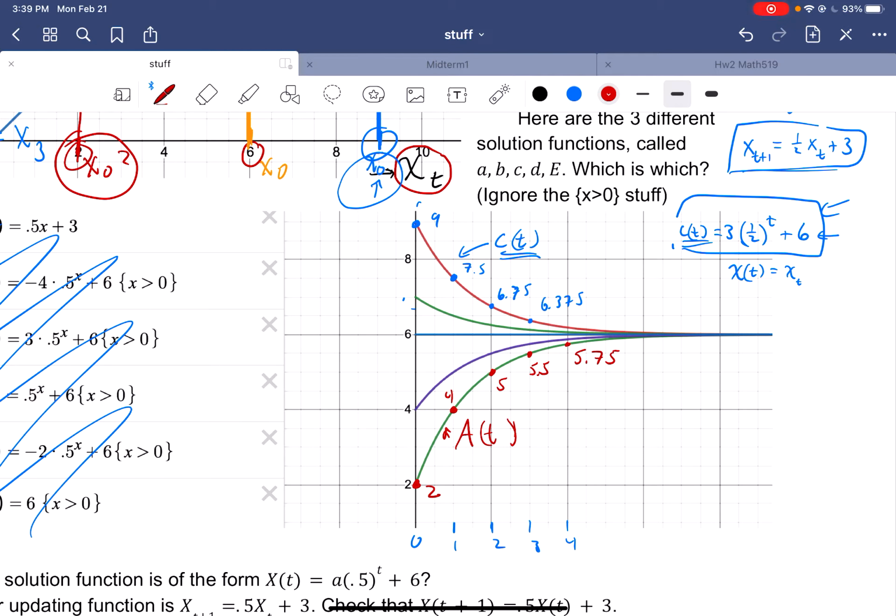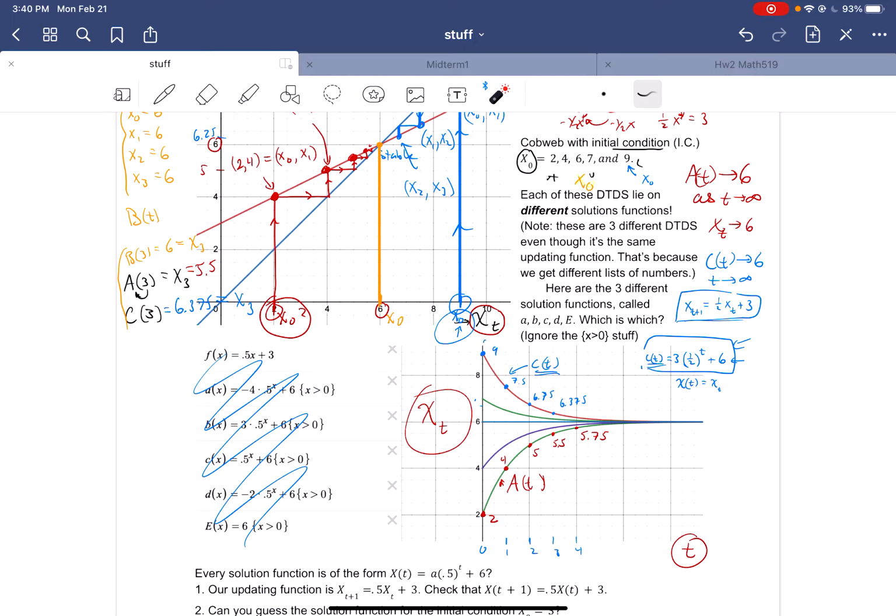So, right, on the solution functions, my input axis is t, and my output axis is whatever my data measurement was, my x of t. On the updating functions, my input axis was x of t, and my output axis was x of t plus 1. My updating function looks linear. My solution function, it turns out it's exponential, and it decays toward the equilibrium. That's kind of a misuse of the word decay. If I'm below equilibrium, I grow towards it, and if I'm above equilibrium, I decay towards it.